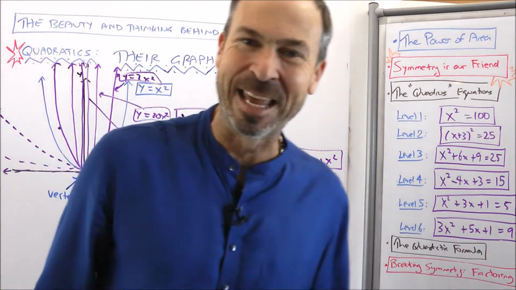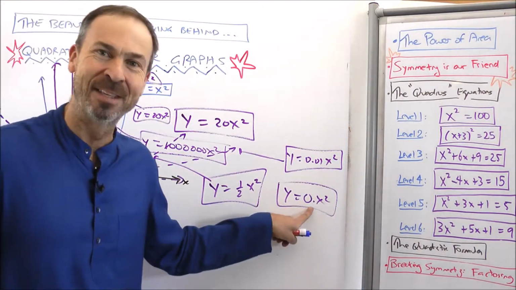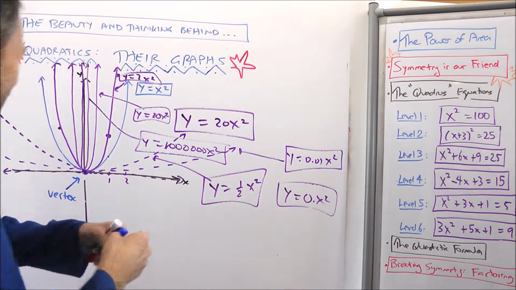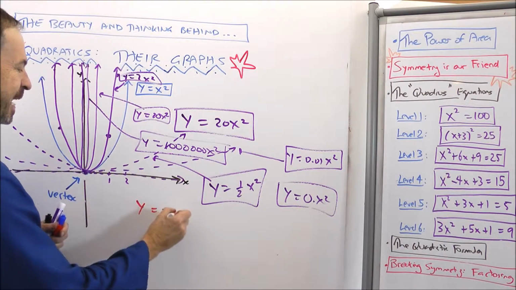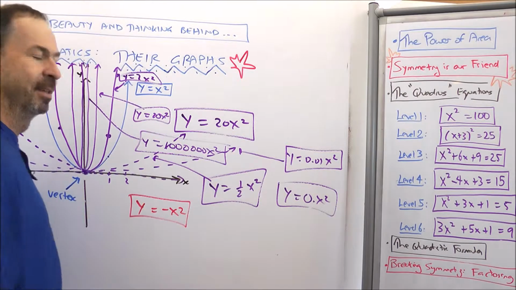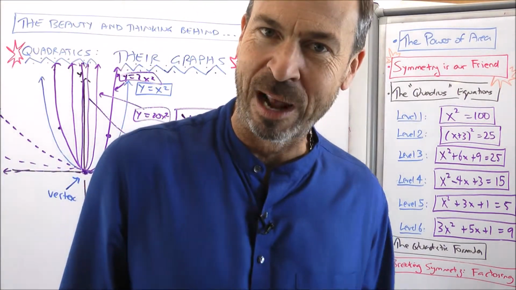Oh, which then makes me think, what if I went even lower than 0? What if I went to the negatives? Maybe I should start doing a different color because this is getting very messy. What if I did y equals negative x squared, negative 1 times x squared? What sort of graph would I have then?